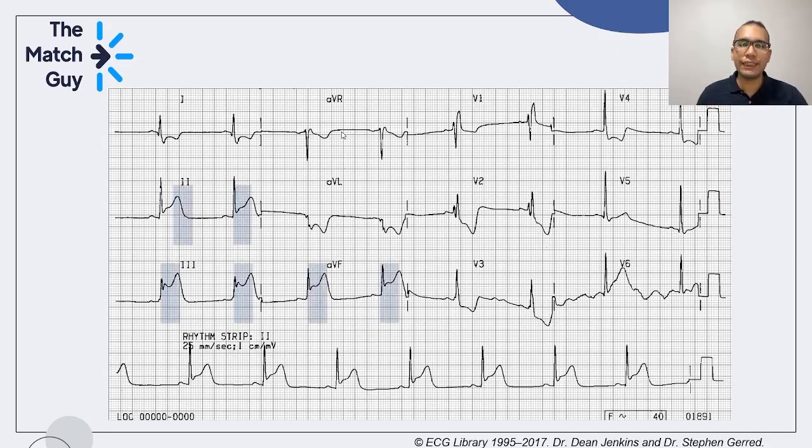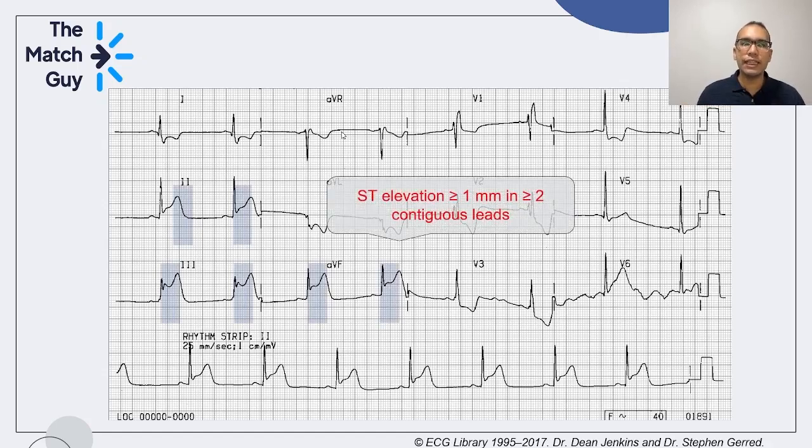So you can clearly see the ST segment elevation in 2 or more contiguous leads. That's the key pattern for ST elevation myocardial infarction. And what's happening here is that unlike non-ST elevation myocardial infarction, this time there is complete occlusion of the coronary artery, causing transmural full thickness injury to the heart muscle.